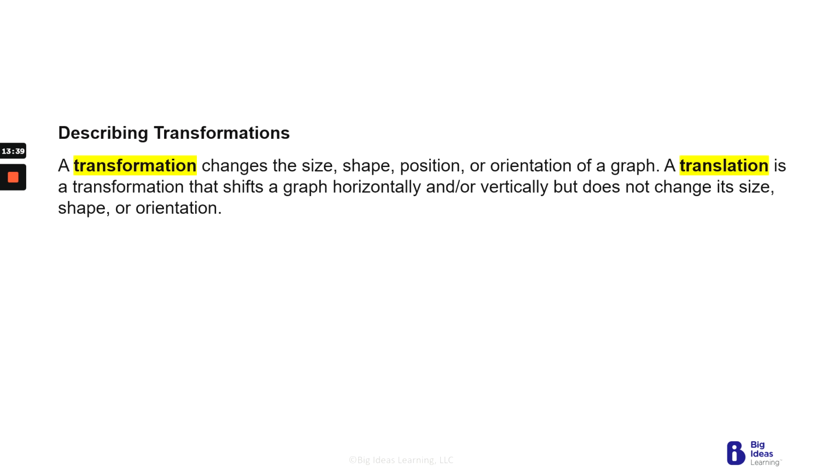All right, so some more fill in the blanks. A transformation is going to change the size, shape, position, or orientation of a graph. Specifically, a translation is the transformation that shifts the graph horizontally and or vertically, but the size, shape, orientation does not change. It's not going to rotate. It's not going to get wide or narrow. It just physically copy pastes it somewhere else.